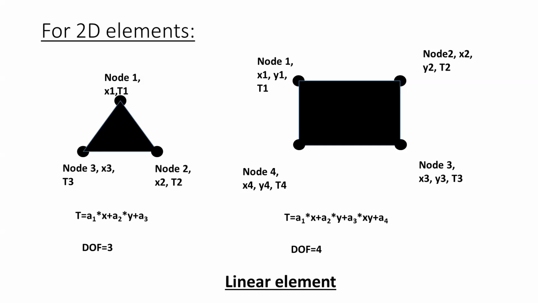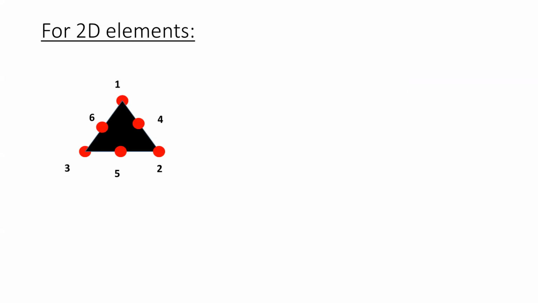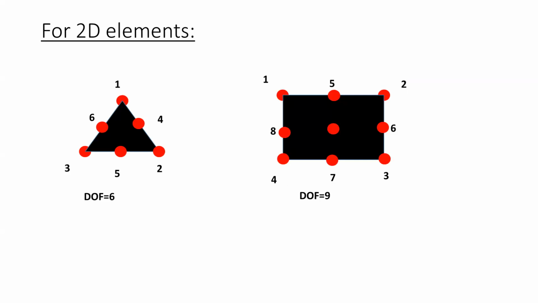Similarly, coming to some higher order elements, we can have additional nodes located at the centers of the sides. So in this particular case, there is a triangle on display having 6 nodes. Therefore, the degree of freedom happens to be 6, or it could be a 9-noded element for the case of a quadrilateral, and therefore the degrees of freedom are going to be 9.